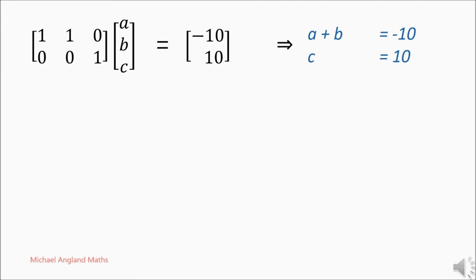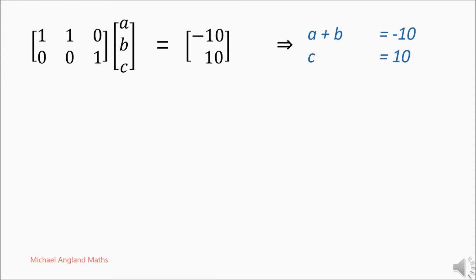So looking at that left-hand matrix, the 2 by 3, we have 1, 1, 0, which multiplies into the column vector a, b, c and gives 1 times a plus 1 times b plus 0 times c, or a plus b. And that is equal to the top entry in the right-hand 2 by 1 matrix, minus 10. A plus b equals minus 10.